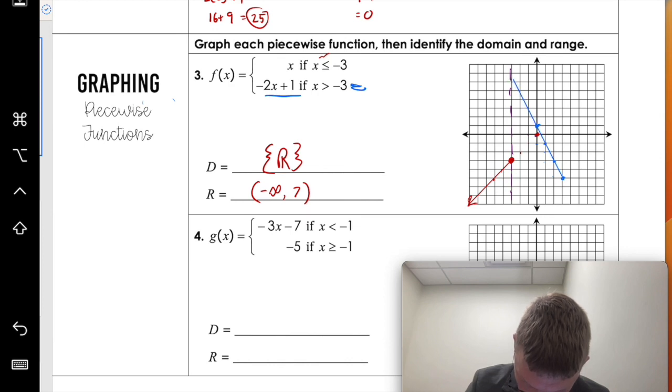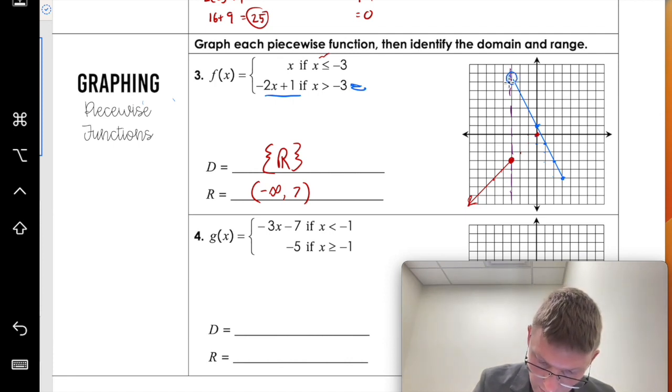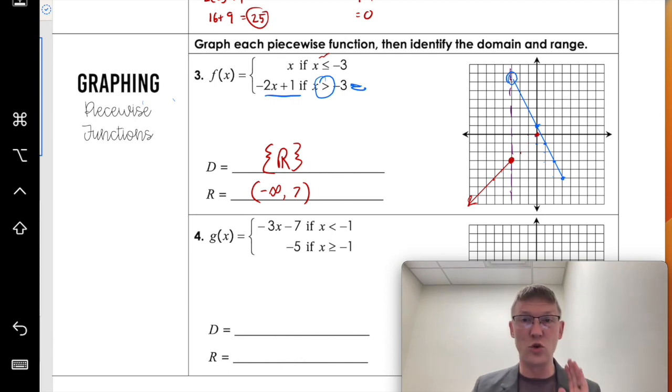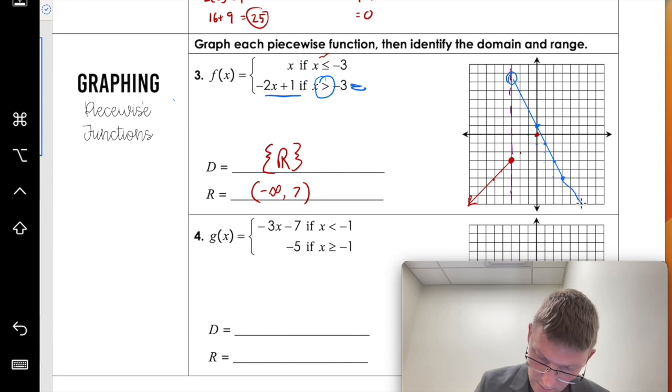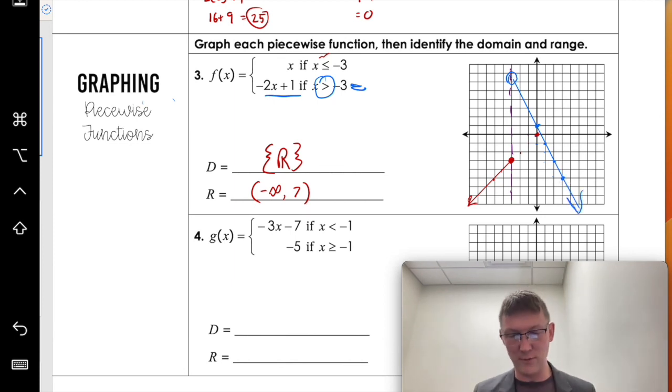We'll call that good. Up here on this dotted line, we're going to do an open circle, because this part right here is x is greater than -3. It does not include -3. -3 is included down here, but not up there. So that's where you have to pay attention to your symbols. Then we're just going to finish our line over here. Put an arrow, which means it goes on forever. And there we go, so there's our graph.